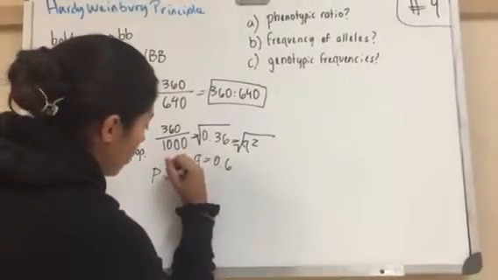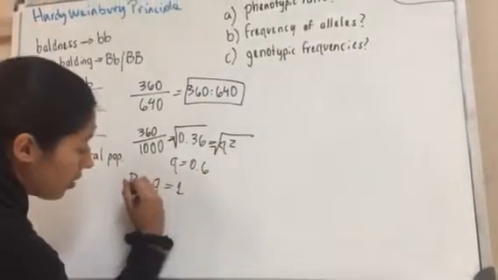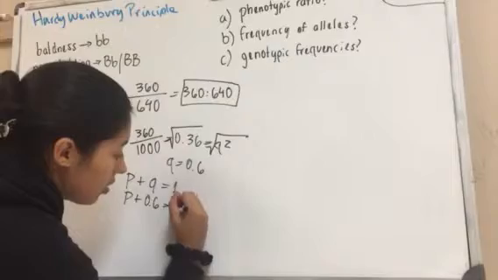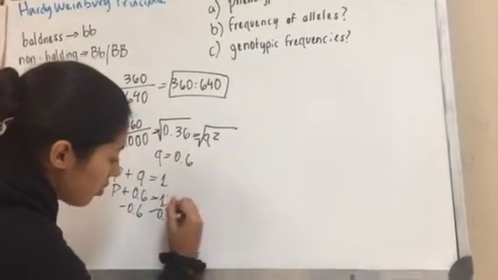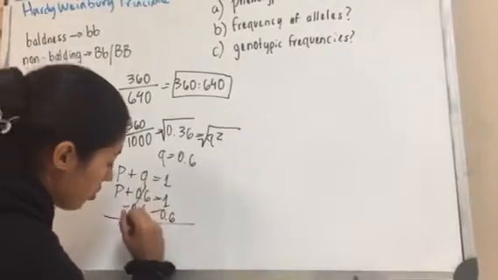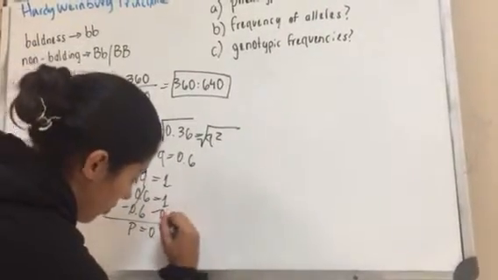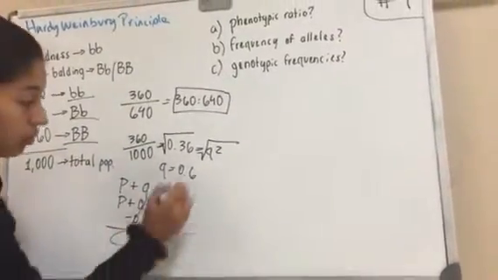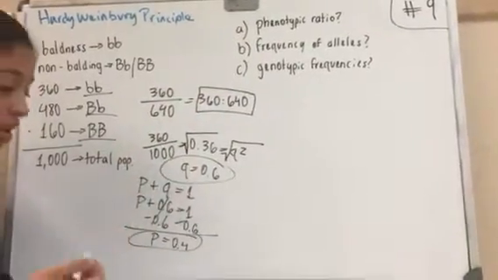We use P plus Q equals 1. We're going to plug it in. So P plus 0.6 equals 1. Subtract 0.6 on both sides, and P equals 0.4. So now we have P and Q, which are the frequencies for the alleles big B and little b.